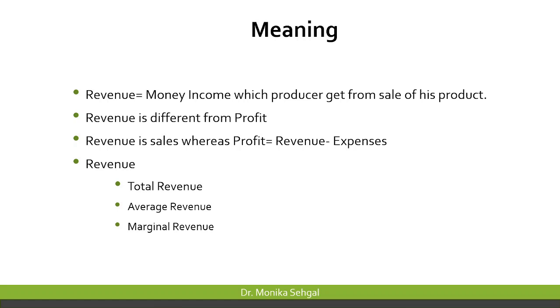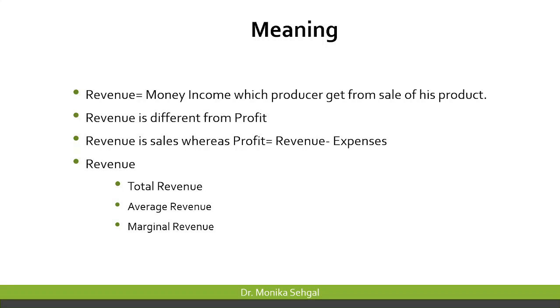So, what is revenue? Revenue is the money income which the producer gets from the sale of his product. Revenue is different from profit because revenue is sales, whereas profit is revenue minus expenses, meaning whenever we deduct some expenses from the revenue, we get the profit.